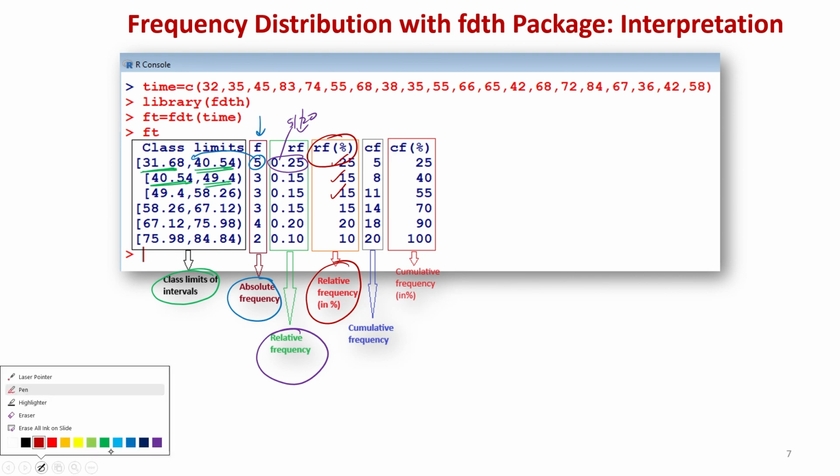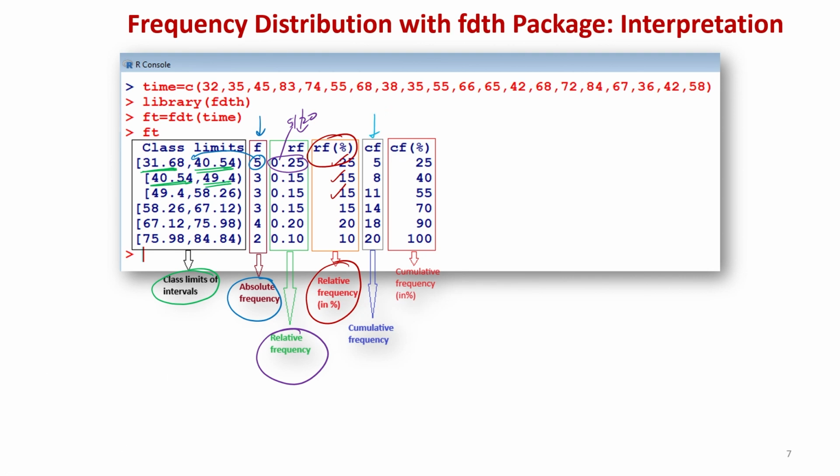And after that the second last column here is cumulative frequency. The first cumulative frequency is 5, the second is 8, then 11 and 14 and so on. You know how to compute the cumulative frequencies, and then the same cumulative frequencies have been presented in terms of percentage. So this is the frequency table which has been automatically created by default options using the fdth package with the command fdt.